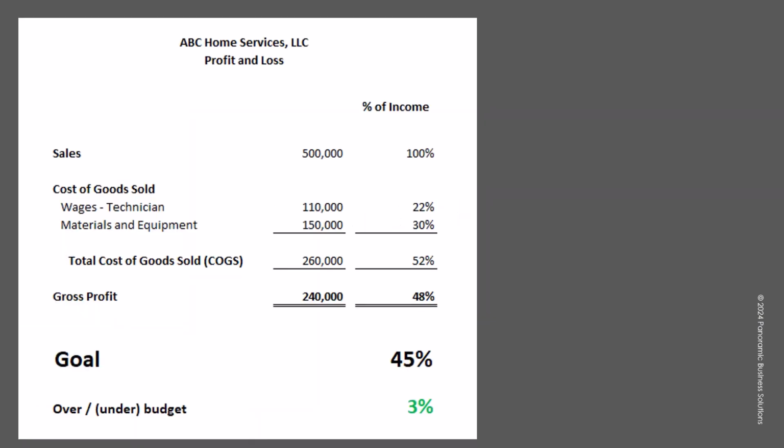And so you may see a basic profit and loss statement where your total sales are $500,000, gross profit is $240,000, and the percentage is 48% gross profit. Wow, this is excellent because your goal was 45. You're really making progress, moving the needle. You are in the positive 3%.